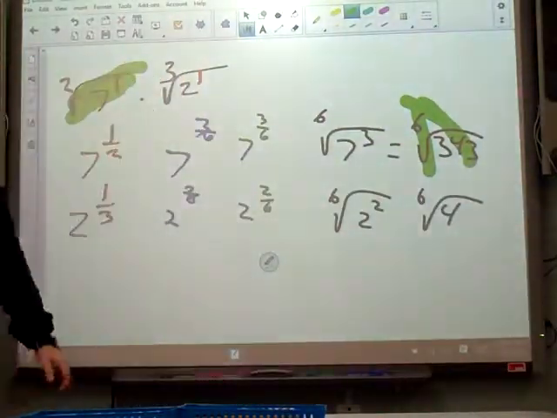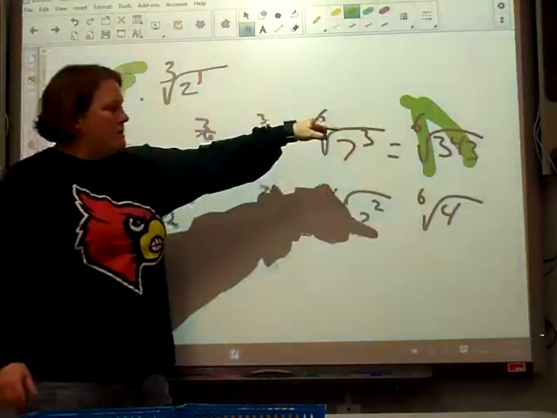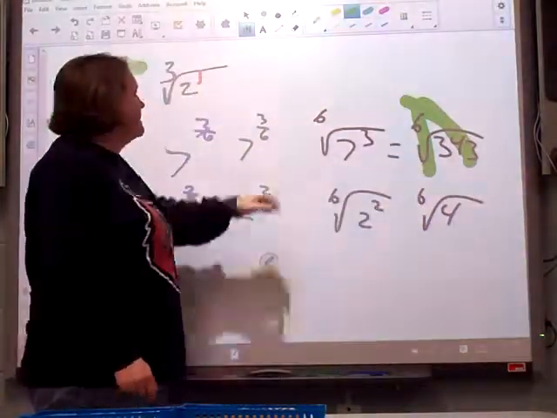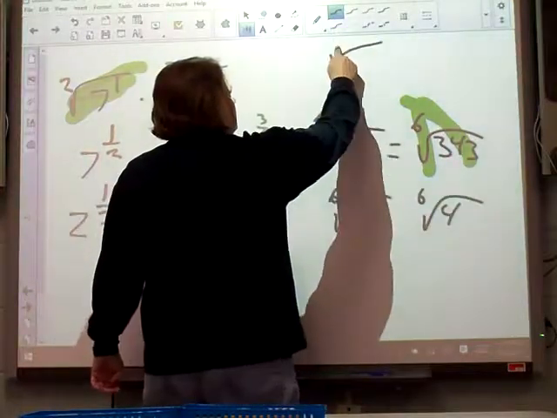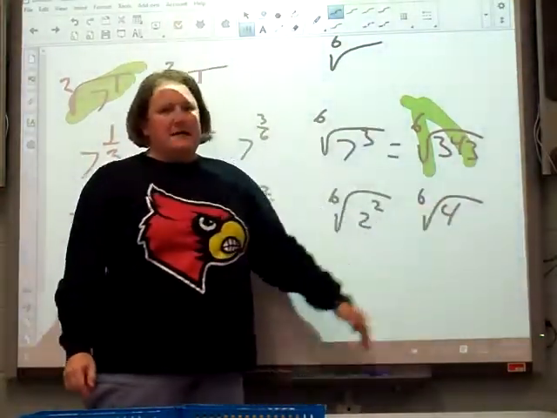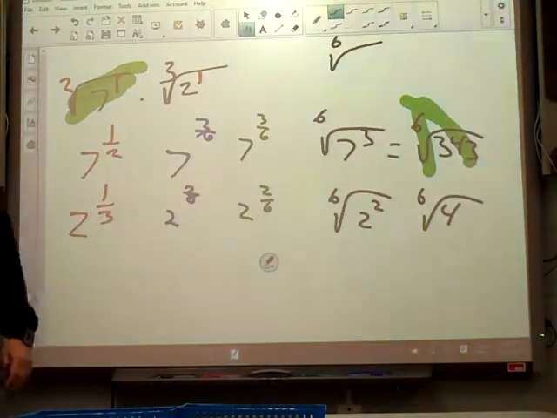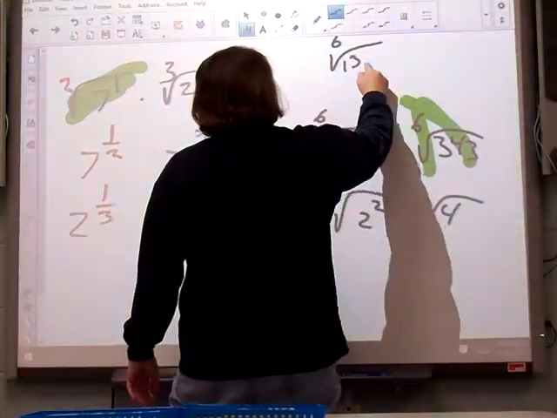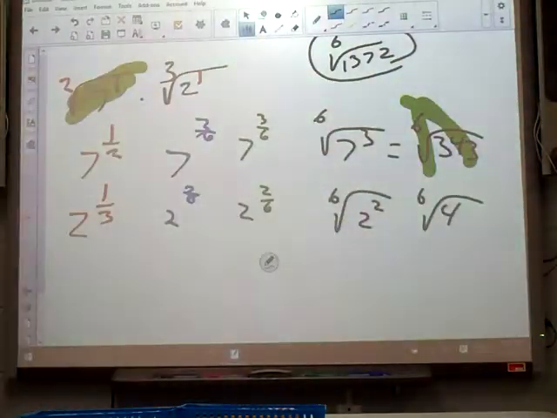That's mind-boggling. But anyway, the original problem said to multiply. It took us all that work to get them to where we can multiply now. So we got a 6th root times a 6th root, which means our answer is going to be a 6th root. What is 343 times 4? Calculator, 343 times 4. 1372. So all of that was your final answer.